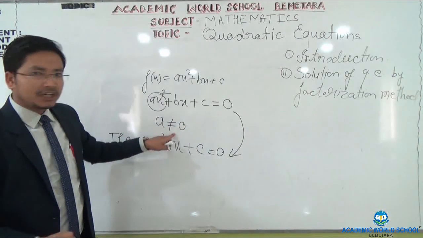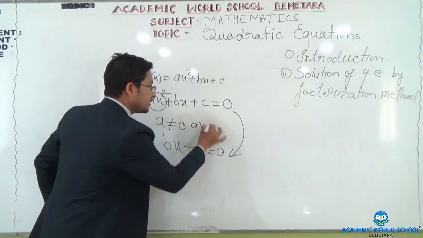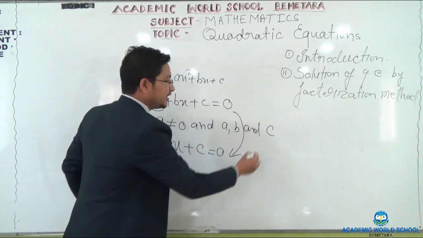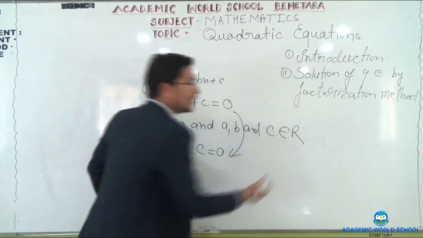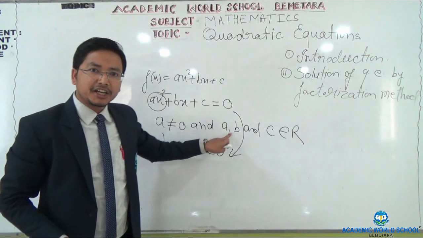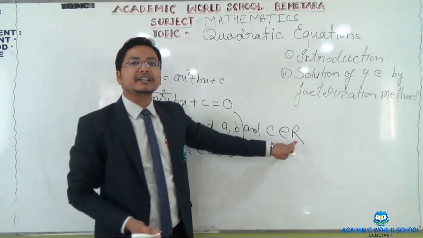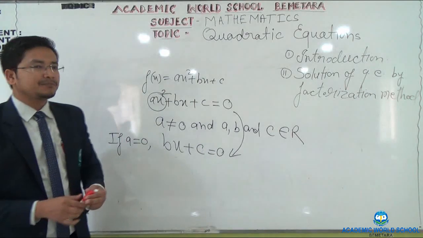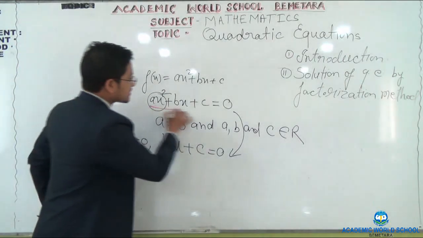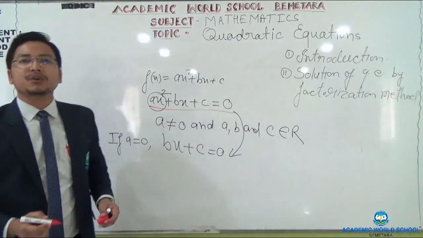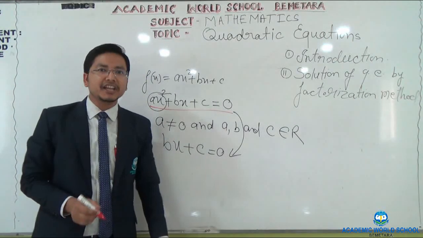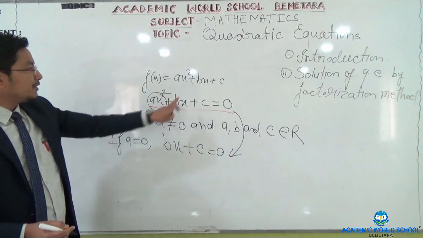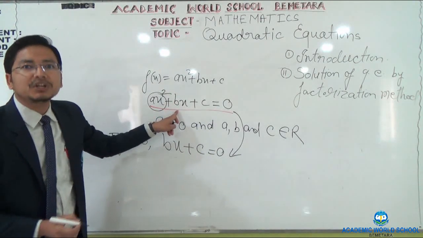And a, b and c belong to real numbers. A, b and c must be real numbers. So ax square plus bx plus c is the standard form of a quadratic equation. Once we are calling something a quadratic equation, it is important that it follows this particular format.